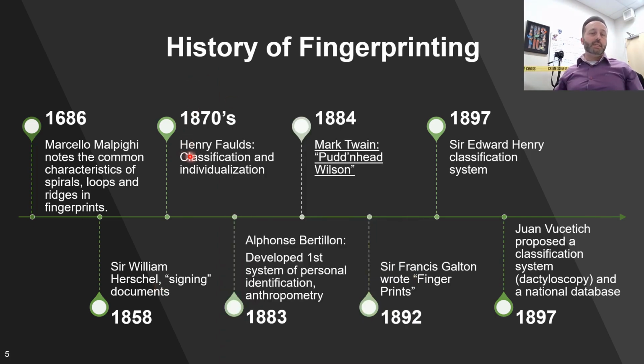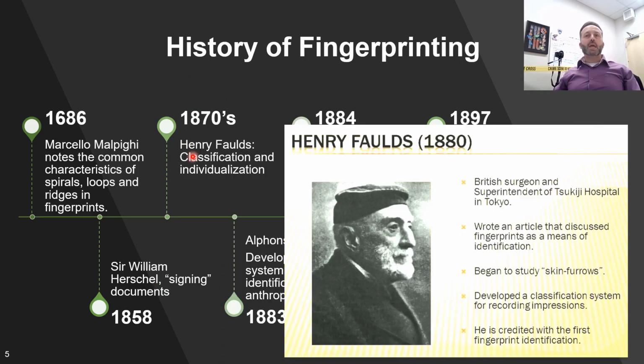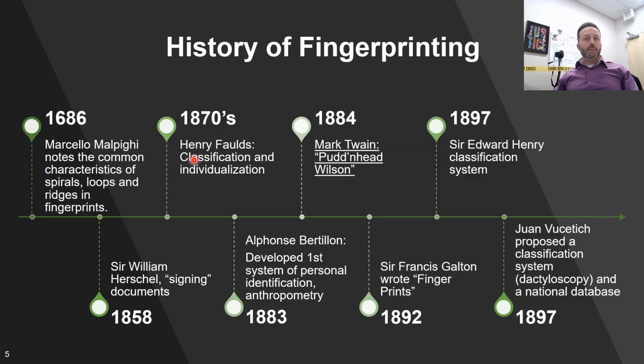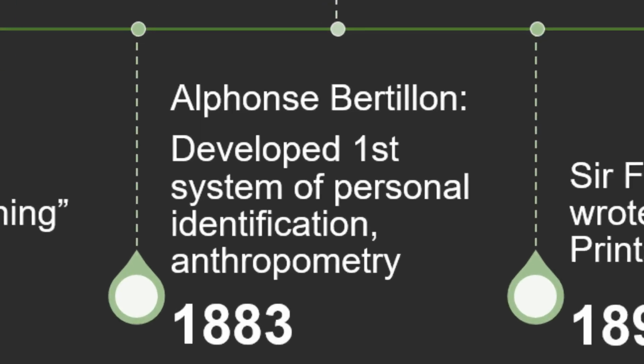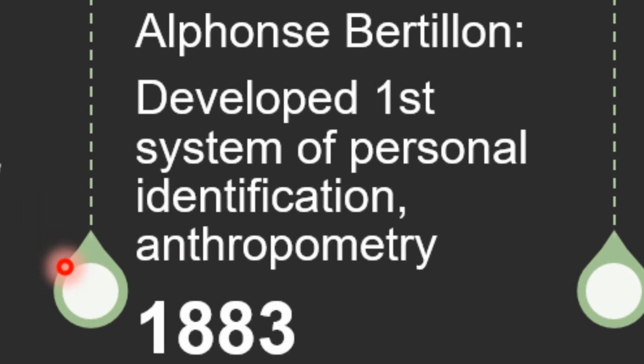In 1870s, Henry Faulds has developed his system of classification and individualization to identify criminals, but has been initially rejected by Scotland Yard in the UK. Now, one of the main reasons it has been rejected was another system of personal identification which was widely used back then and developed by Alphonse Bertillon in 1883, who called this system anthropometry.